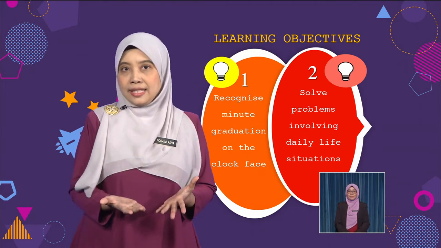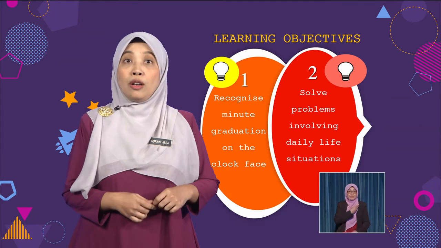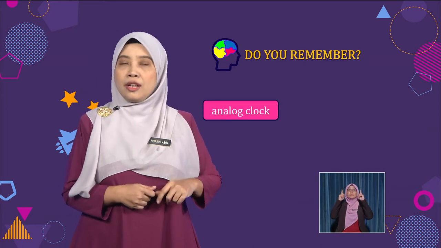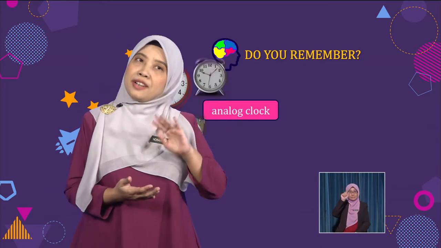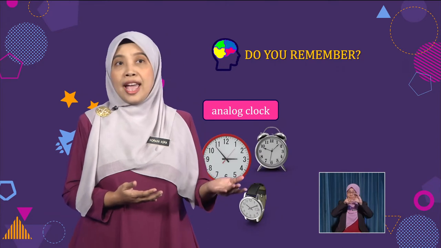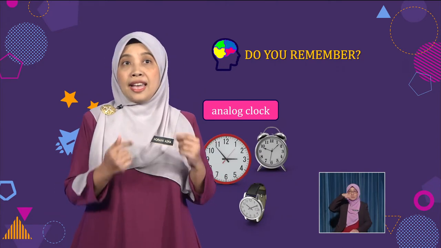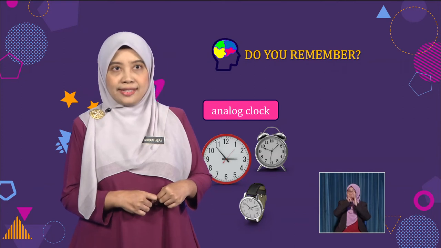Before we start, try to recall what you have learned in the time topic before. Do you still remember the clock? You can see the different types of clocks around you. There are clocks like this. This is an analog clock. There are numbers, graduations, hour hand, minute hand, and second hand on the clock face.